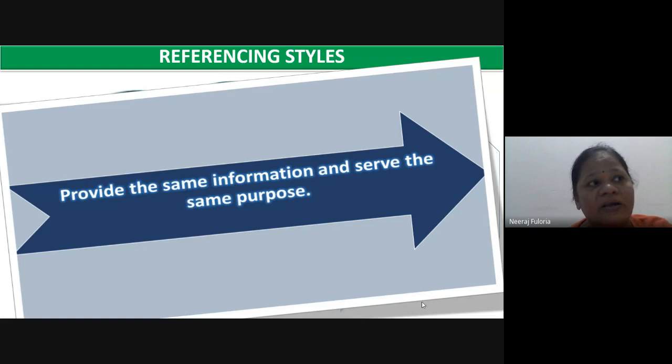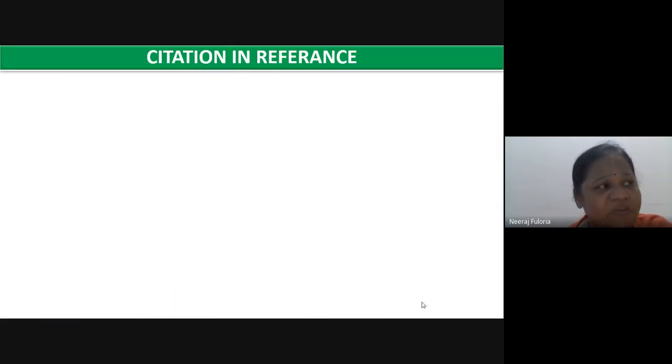Just now we have seen the purpose, like why to give references, the different reasons for citations. Our main purpose is to acknowledge people's work and to find out information, and that is the main purpose of any referencing style. So they provide the same information and serve the same purpose. Okay, so citation in reference.